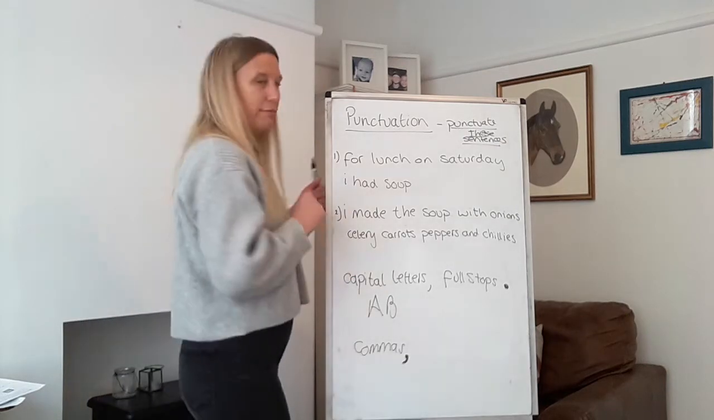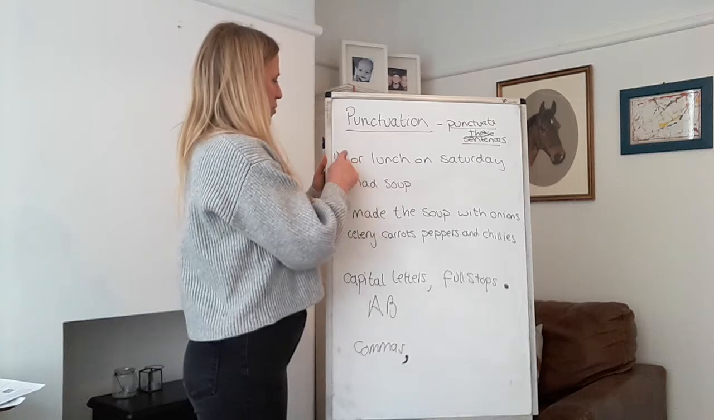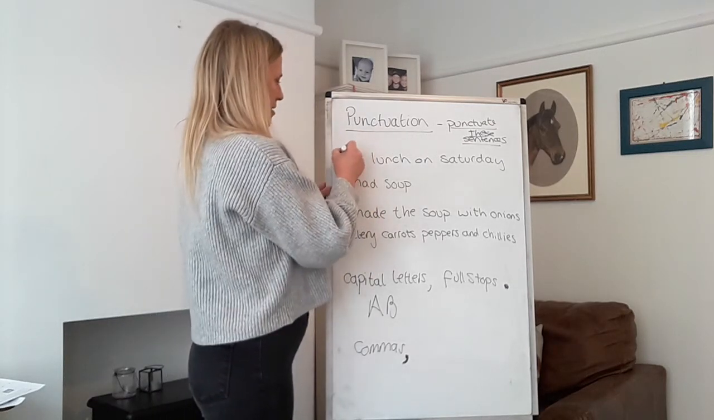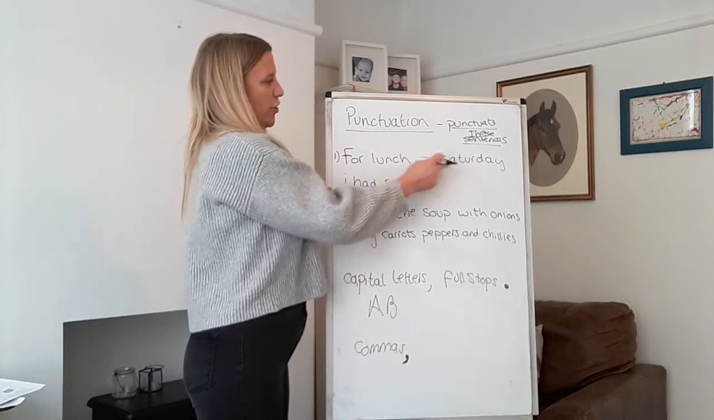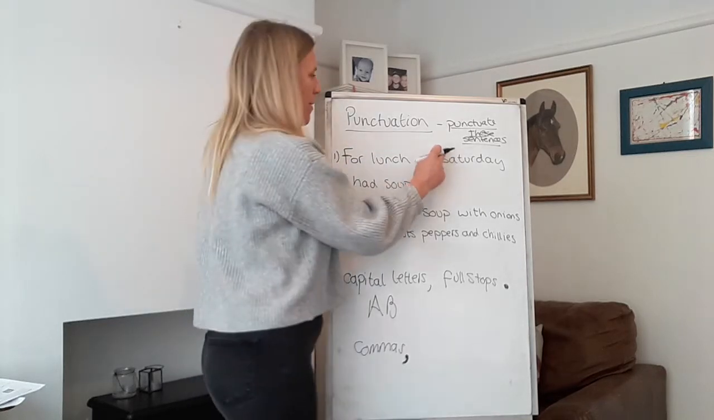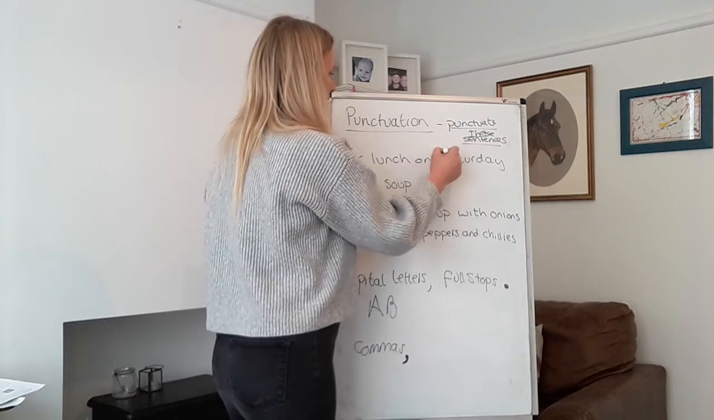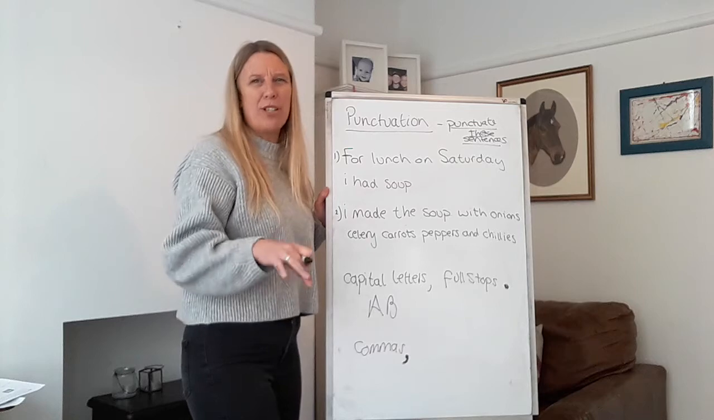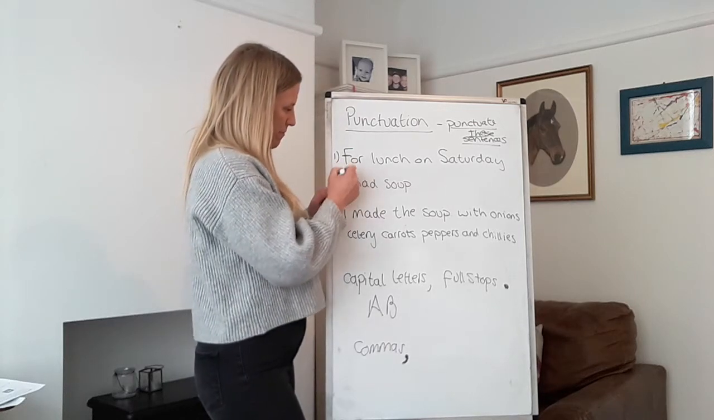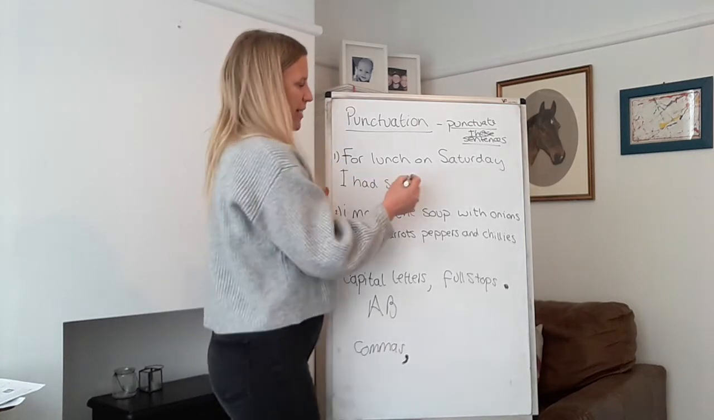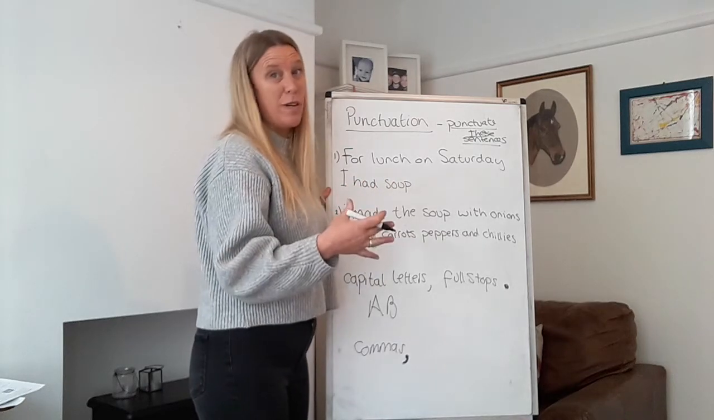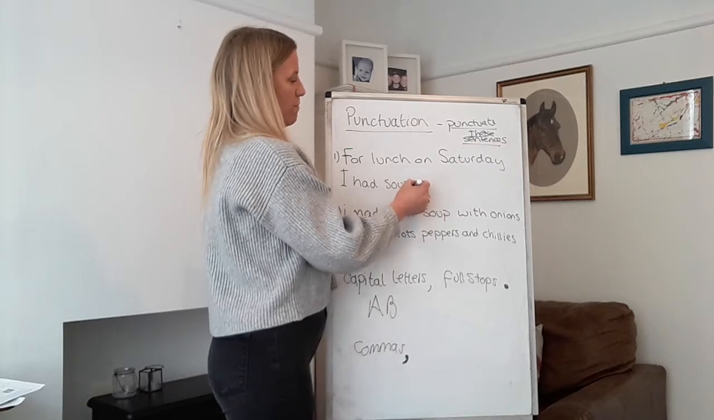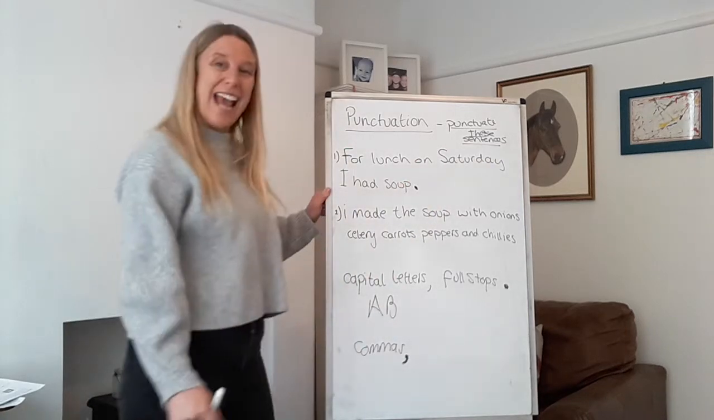So, okay, if we look at number one. First of all, this should be a capital letter, at the beginning of sentences. For lunch on Saturday, Saturday is a day of the week, so it should be a capital letter. I is always a capital letter. I had, it doesn't matter where it is in the sentence, it's always a capital letter. For lunch on Saturday, I had soup. There should be a full stop at the end of a sentence.